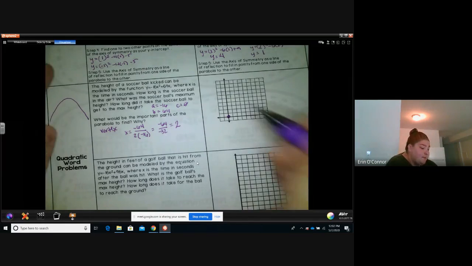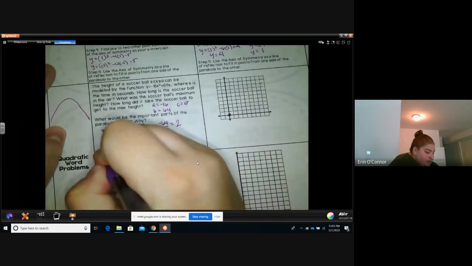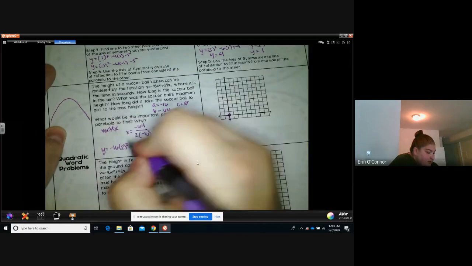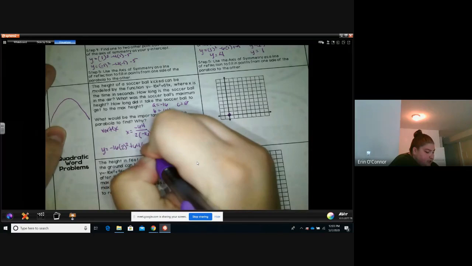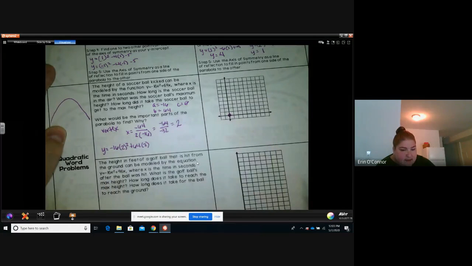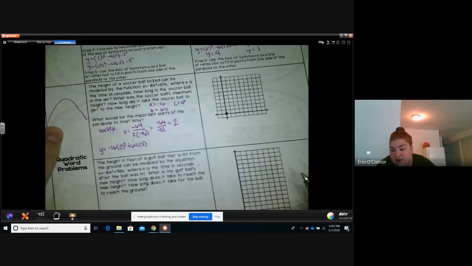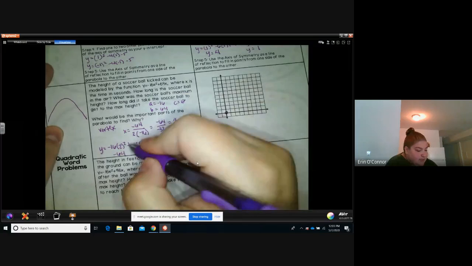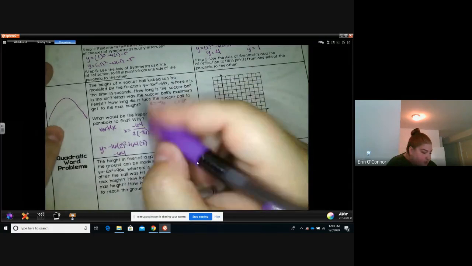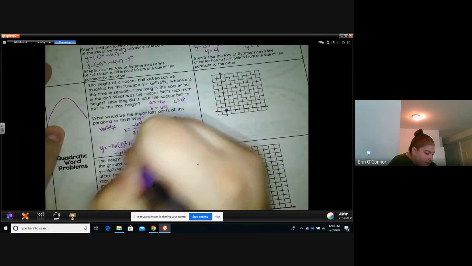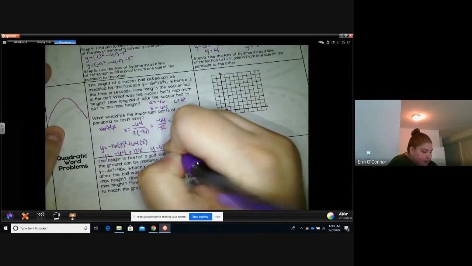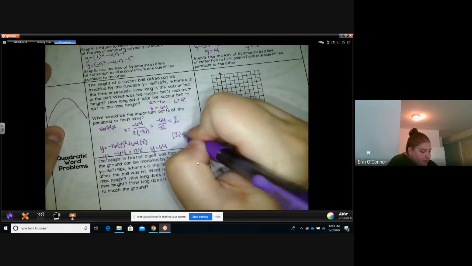Now we're going to plug that back in to solve. So we get y equals negative 16 times 2 squared plus 64 times 2. This is me finding the vertex. 2 squared is 4. 4 times negative 16 is negative 64. 64 times 2 is 128. And so I get that y equals 64. And my vertex is at 2, 64.